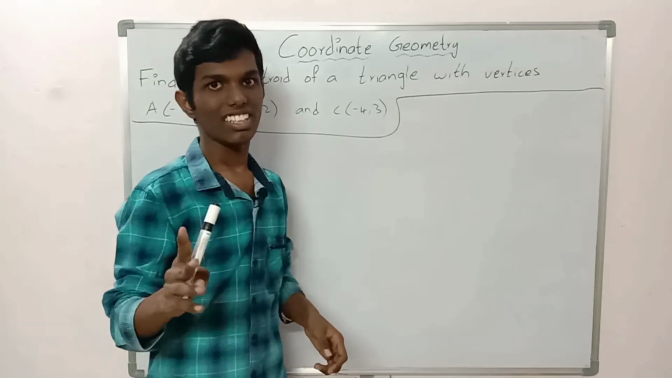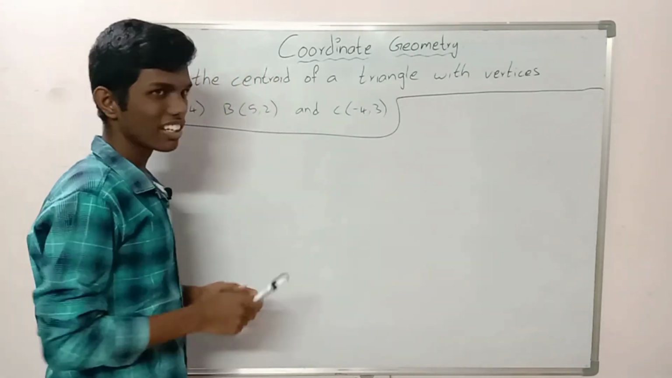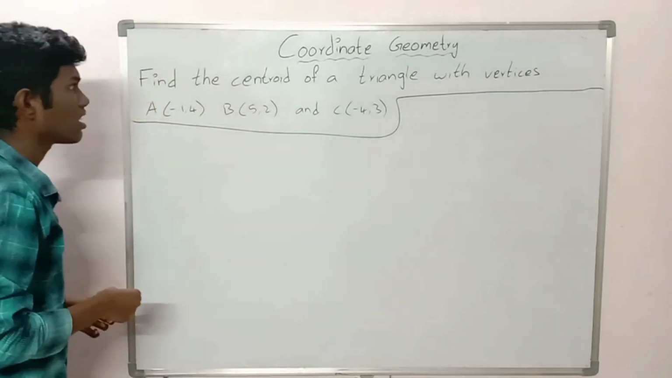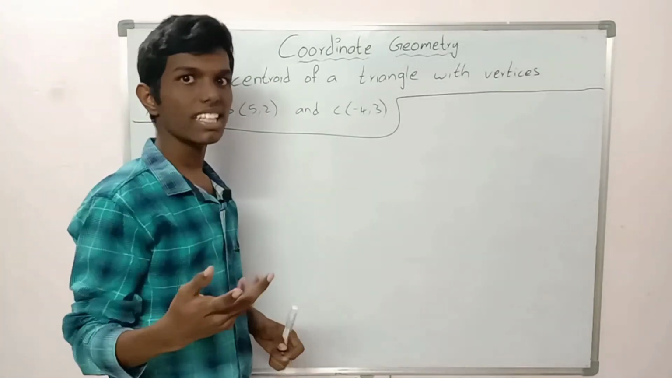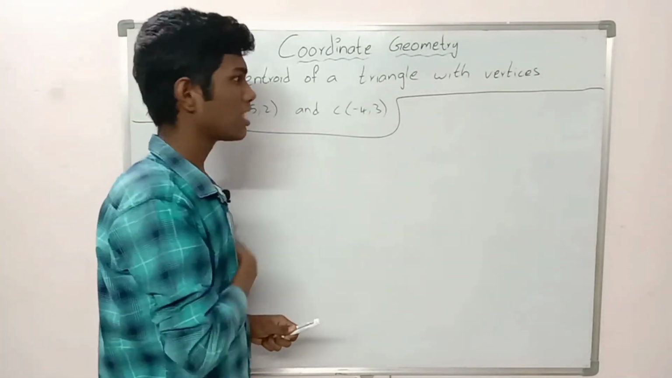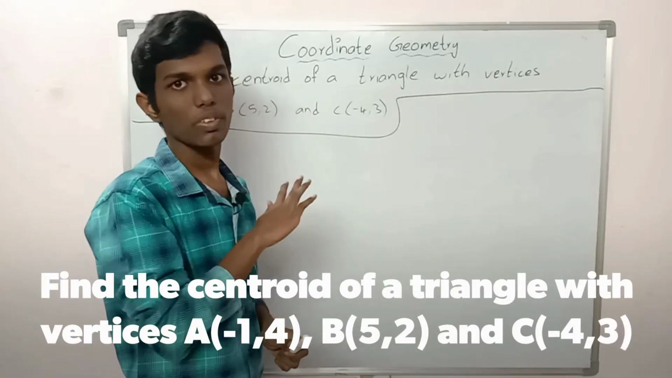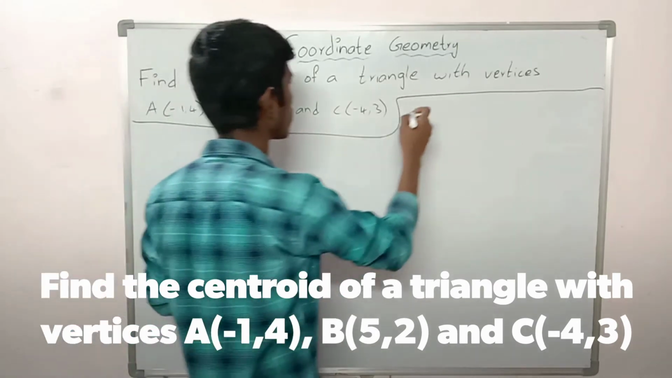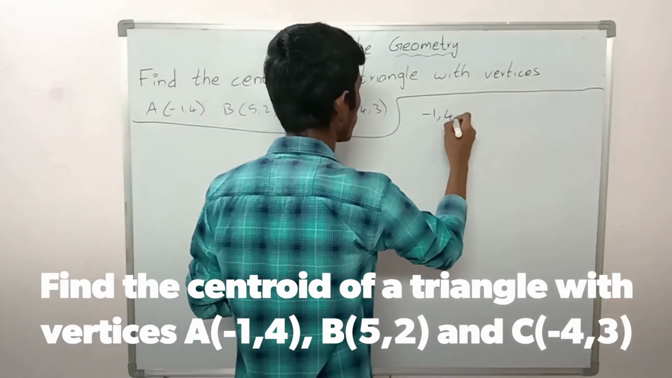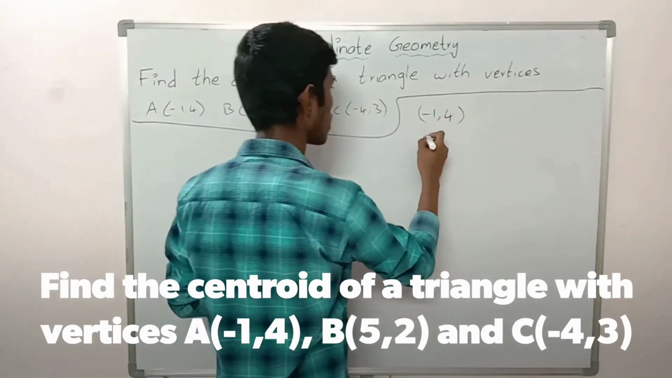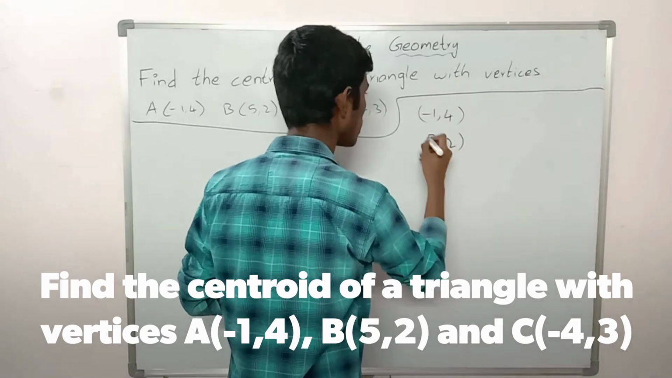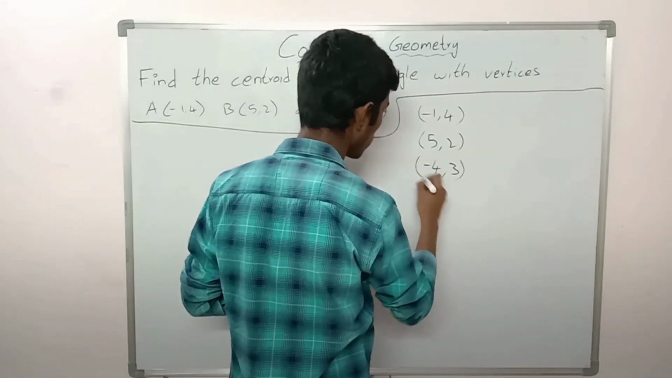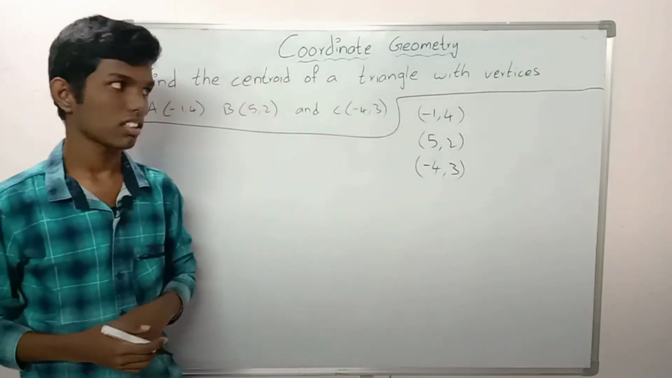Last but not the least, finding the centroid of a given triangle with 3 vertices. This one is quite easy with the formula too, but it's better not to rely on a formula. Now, just write the points. If you have noticed, these points are the same points for which we found the area.